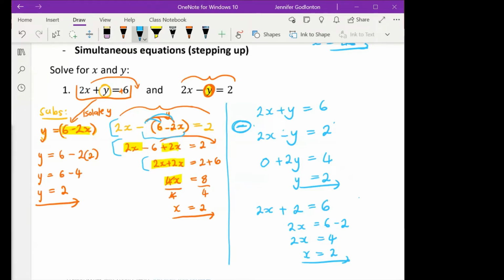No problem. Ma'am, are the sums on the left the same as the ones on the right? Yes, except the ones on the left are using substitution and the ones on the right are using elimination. Okay, thank you, ma'am.